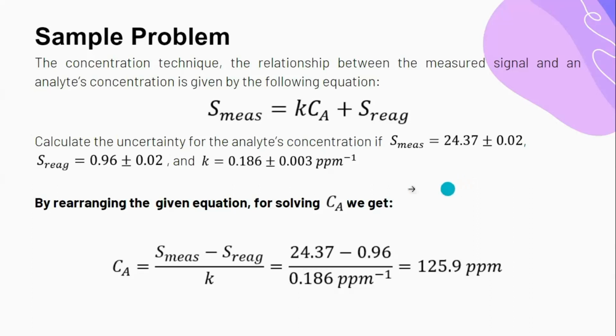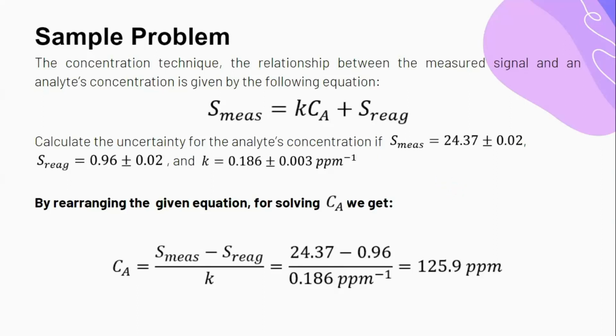The signal for the reagent is equal to 0.96 ± 0.02, and the constant K is equal to 0.186 ± 0.003 per parts per million. So in this problem, we are asked to calculate the uncertainty of the analyte concentration, where the given measured signal, or the S sub measurement, is 24.37 with a margin of error of ±0.02. The signal of the reagent is equal to 0.96 with a margin of error of ±0.02. The constant K is equal to 0.186 per parts per million with a margin of error of ±0.003 per parts per million.